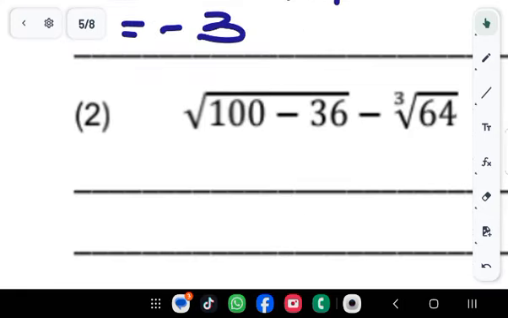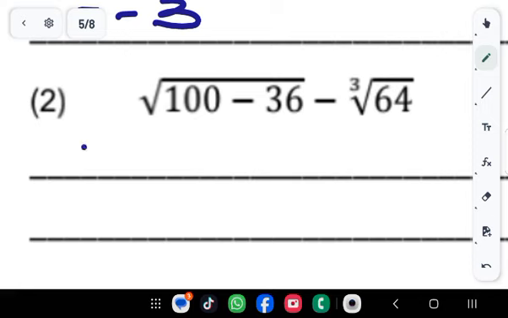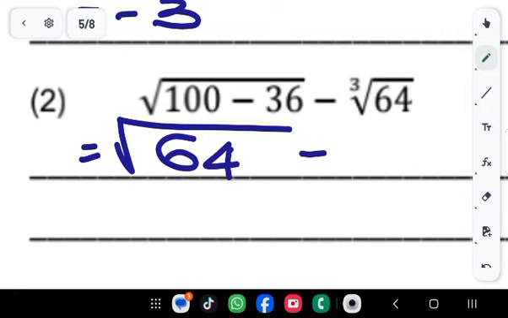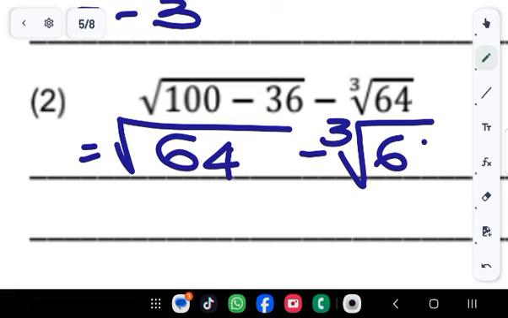Next, we've got the square root of 100 minus 36. Let's work out what's inside the square root sign. That will be 100 minus 36, which gives us 64. So that is the square root of 64 minus the cube root of 64. Now the square root of 64 is simply 8, because 8 squared, or 8 times 8, equals 64. You need to know your times tables, your squares and square roots, and your cubes and cube roots.